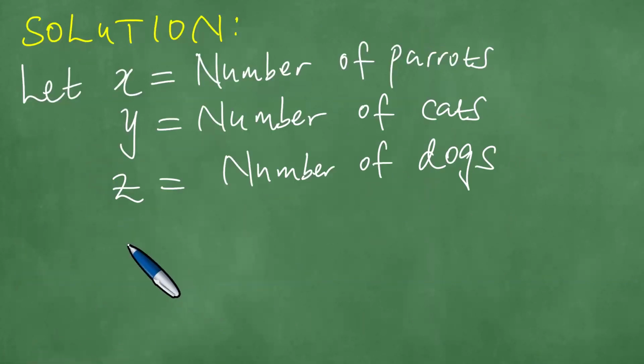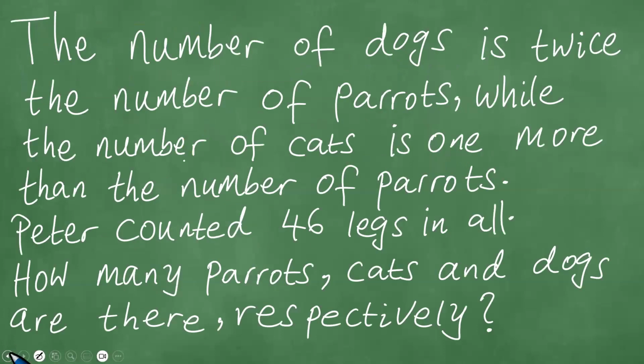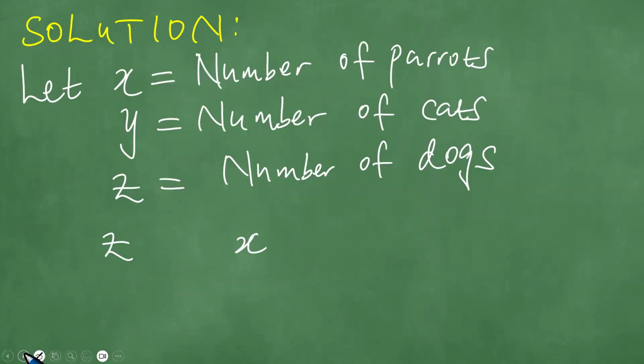The number of dogs is twice the number of parrots, right? So we look at the fact that we have the dogs, z, and the parrots, x. But the number of dogs is twice, right, the number of parrots. So in other words, if the number of dogs, z, is twice the number of parrots, then we need to put a 2 here, a factor 2, like so.